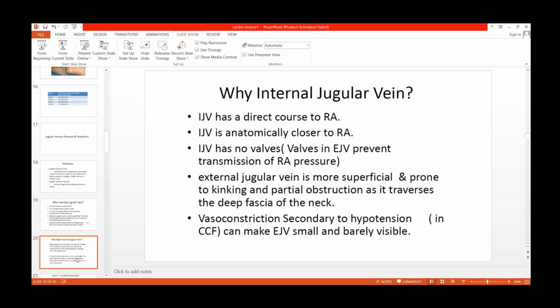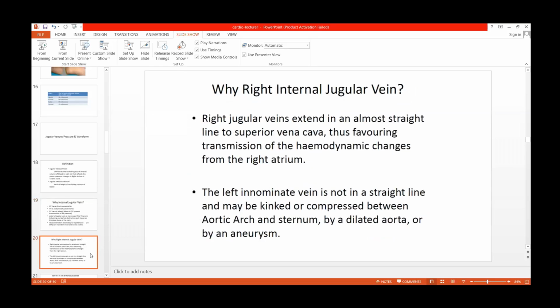Okay. Next is why right IJV. Right IJV extends in almost a straight line to the superior vena cava, thus favoring transmission of hemodynamic changes from the right atrium. Left innominate vein is not in a straight line and may be kinked or compressed. Okay, that is the main reason. Right IJV is straight.